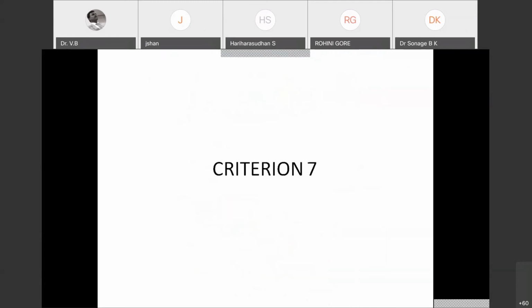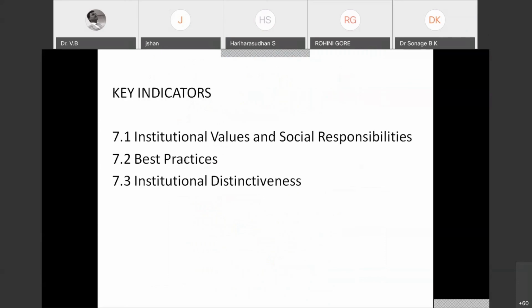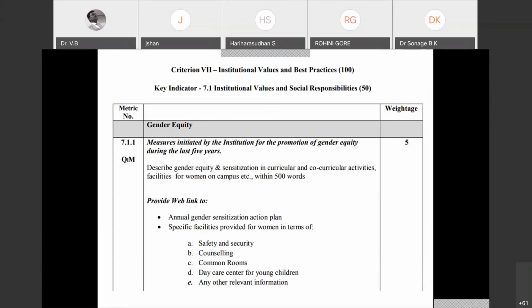Coming to the last criteria, that is Criterion 7. The key indicators are institutional values and social responsibilities, best practices, and the distinctiveness of the institution. These are the three key indicators. So it is a qualitative metric which asks us to elaborate on the measures initiated by the institution for the promotion of gender equity. So if we have conducted gender sensitization programs, we have to show that.